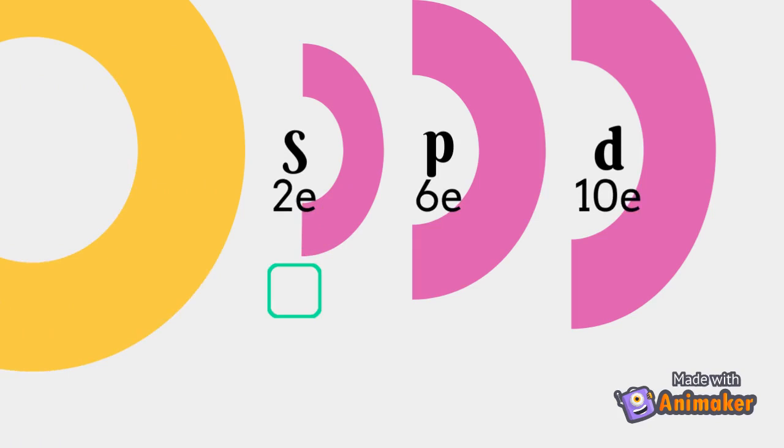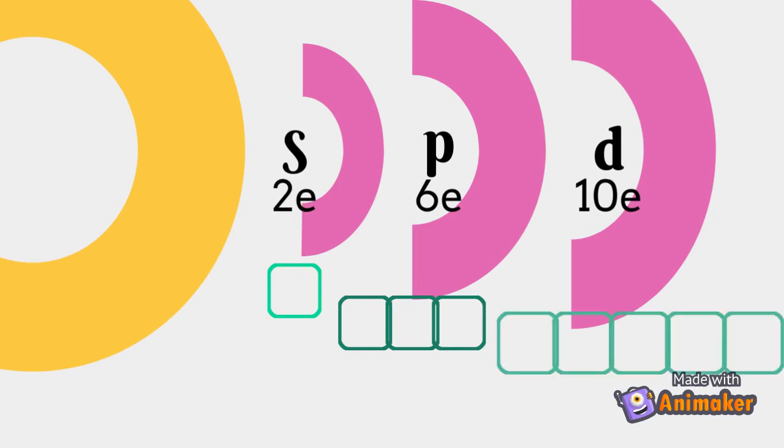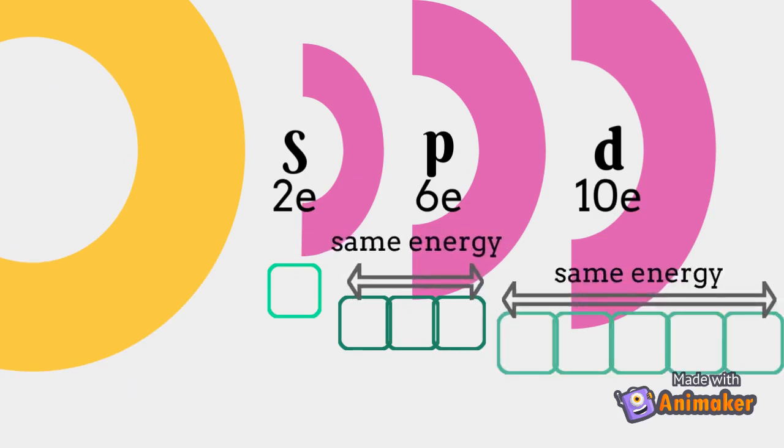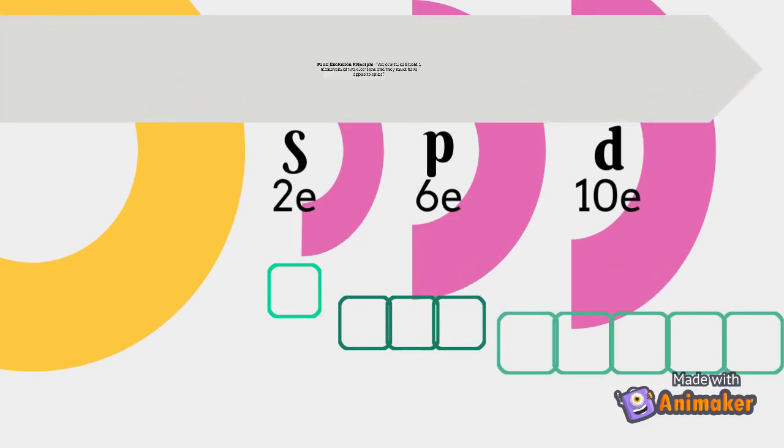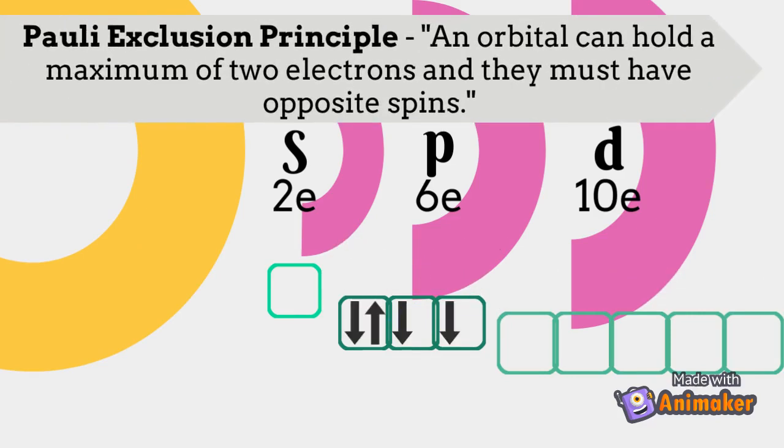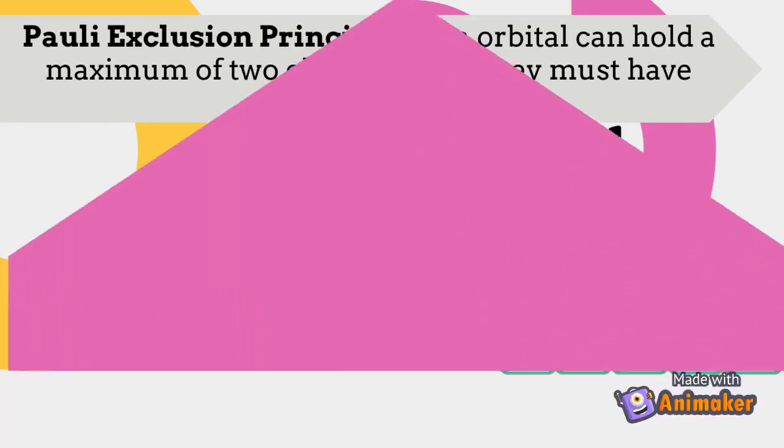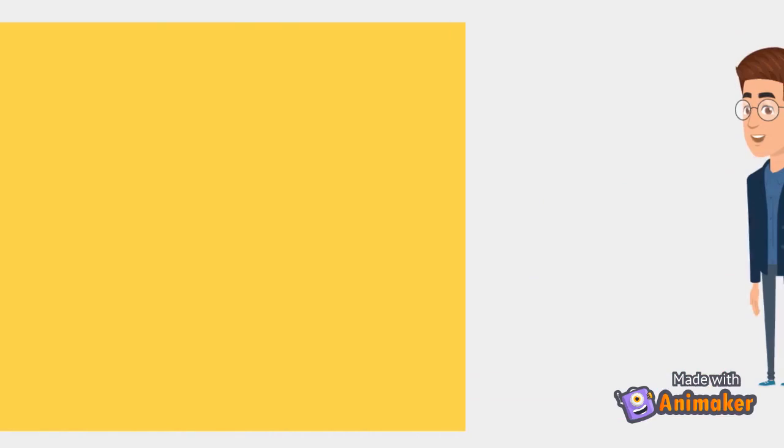For the s sub-energy level, there is only one orbital. For p, there are 3. For d, there are 5 orbitals. Each orbital in the same sub-energy level has the same energy. For example, the 3 orbitals in the p sub-energy level have the same energy. According to Pauli's exclusion principle, there can be only 2 electrons in any given orbital. These are very basic things which you may have learned by now.